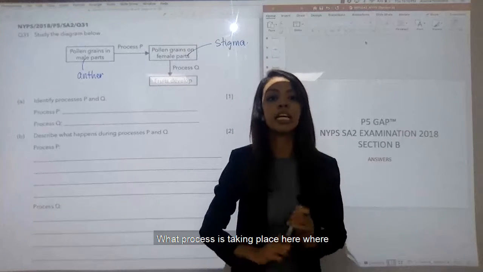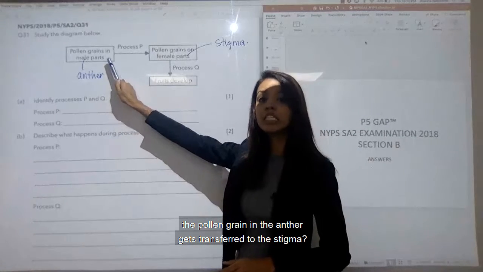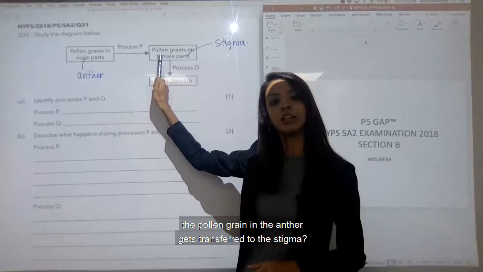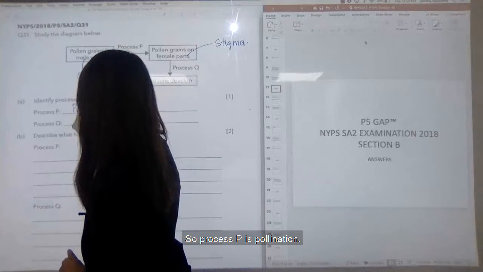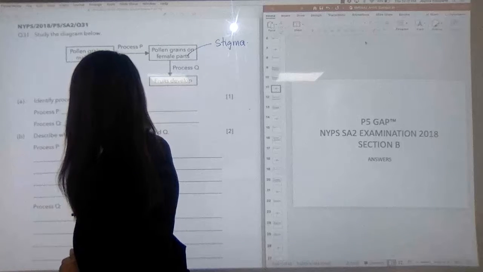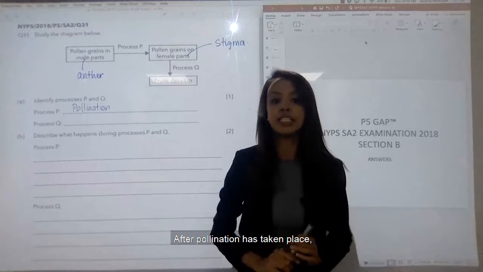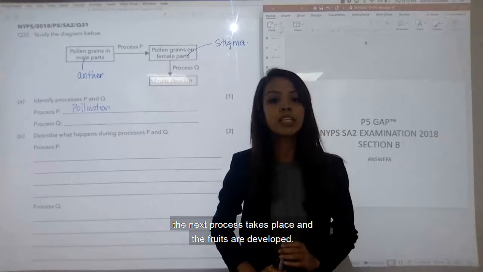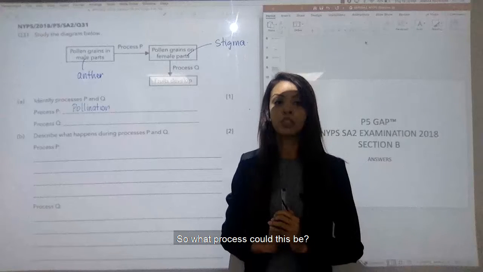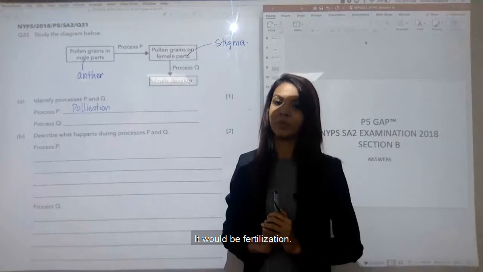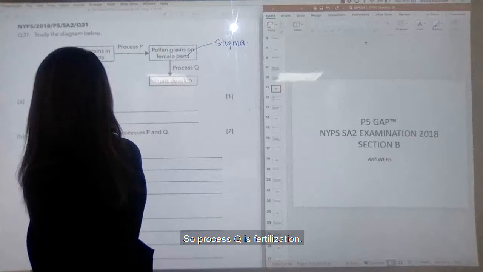What process is taking place here where the pollen grain in the anther gets transferred to the stigma? It is pollination. So process P is pollination. After pollination has taken place, the next process takes place and the fruits are developed. So what process could this be? It would be fertilization. So process Q is fertilization.